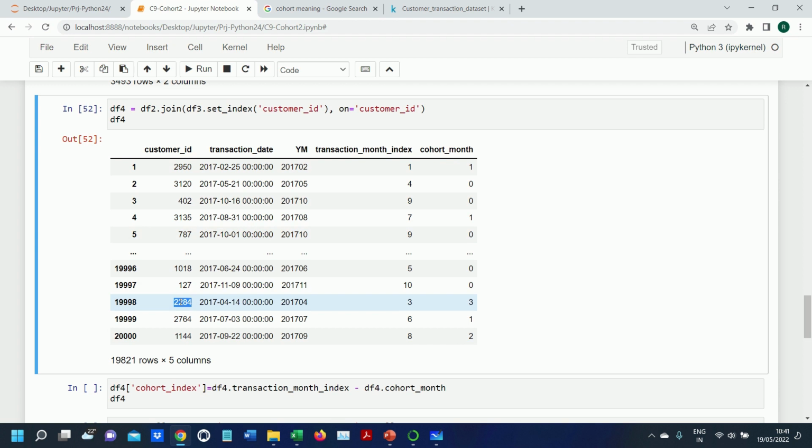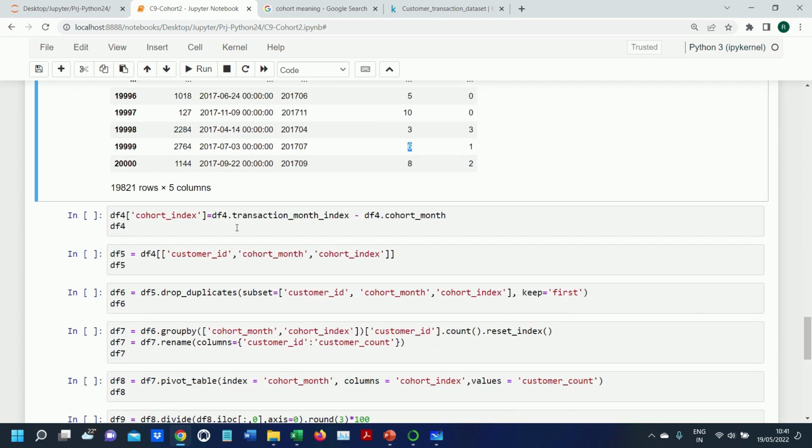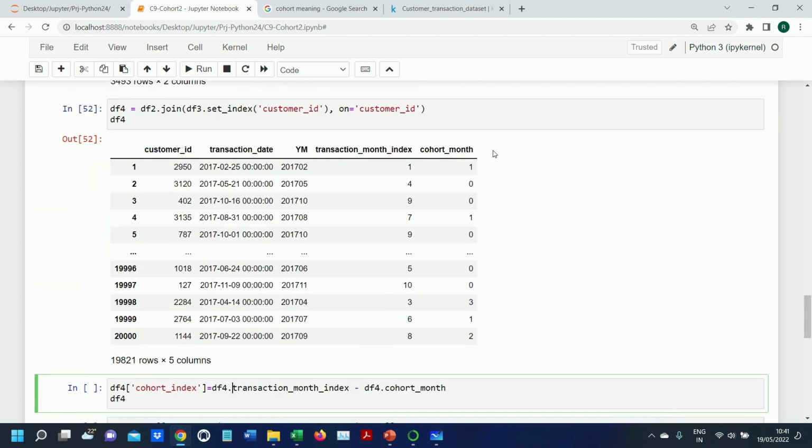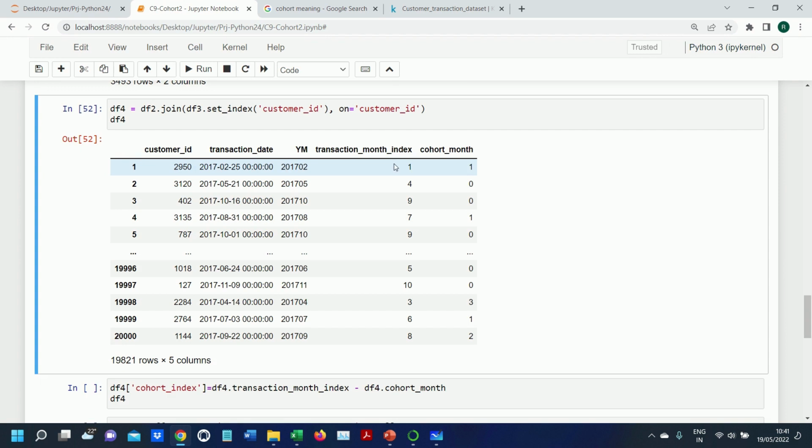Similarly, this customer, this is another data set. This customer has joined in month 1, that is February, and this transaction has happened in July. So now we need one more column that represents this month index in terms of the customer's initial period.